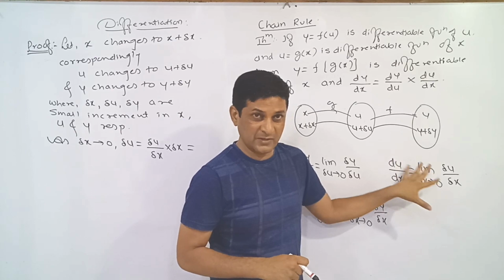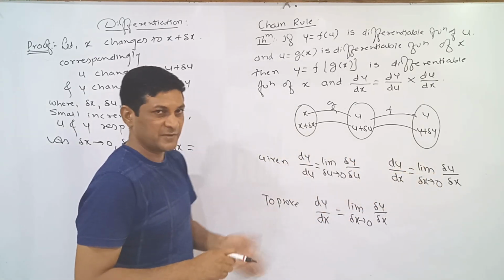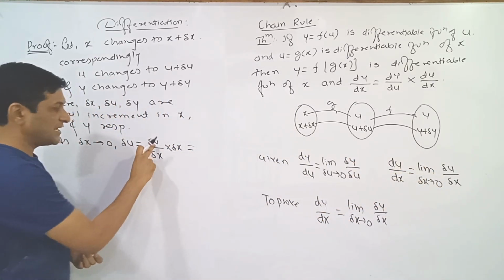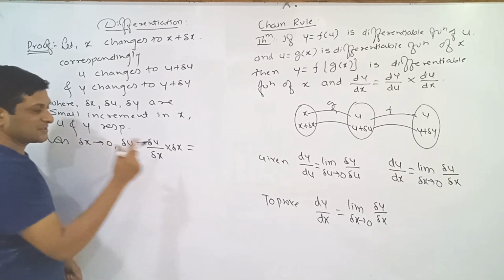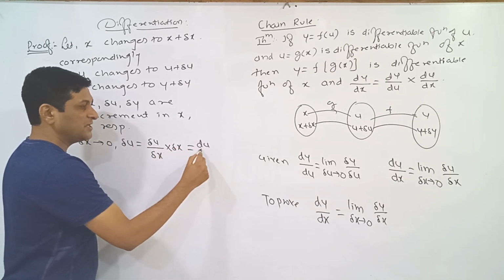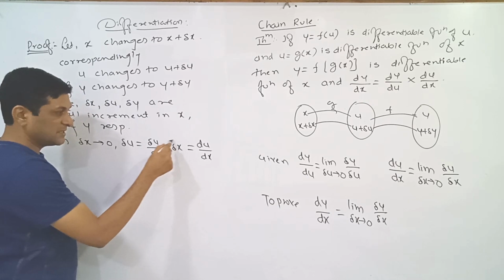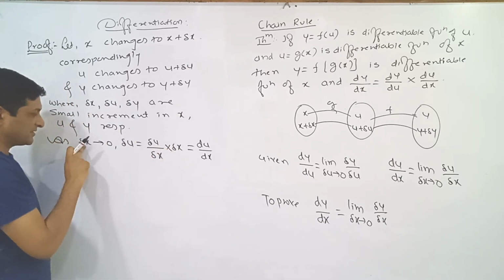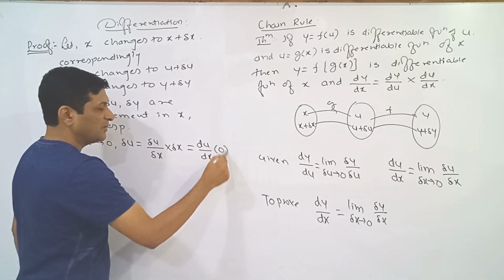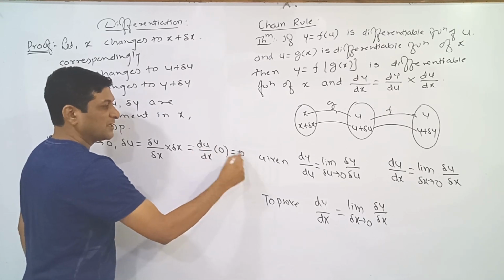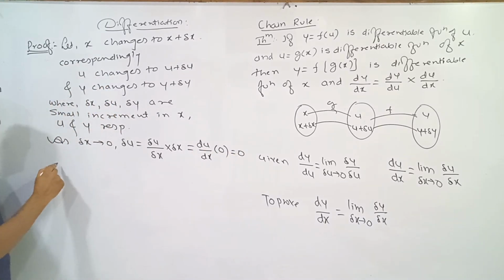du/dx. This is the given condition. Already we have written here the given condition. So the value of Δu/Δx as Δx tends to 0 will become du/dx. And this Δx, and this remaining Δx tends to 0. So replace it by 0, and 0 into any number will be equal to 0. So what result have we got here?